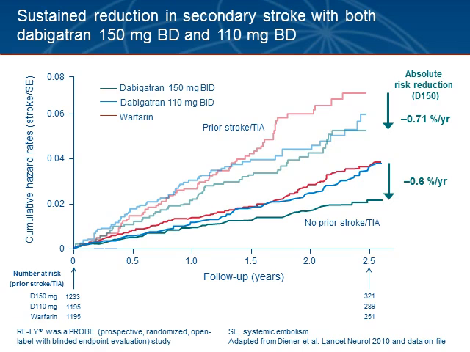However, almost all other anticoagulants showed a benefit in secondary prevention. You have here for Dabigatran 110 and 150 an absolute risk reduction of 0.71. It seems low, but it is very high because the incidence is low. So Dabigatran is superior to warfarin in secondary prevention as it is in primary prevention.